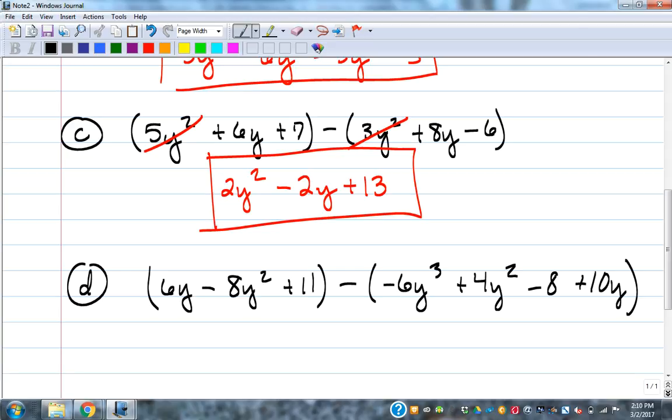Because here we've got two polynomials. We want to write our answer in descending order. So which piece do we start with? Y cubed. Even though it's not in the first polynomial, it's in the second one. So we have, like Trevor said, nothing y cubed minus negative 6y cubed. So what's that turn into? Positive 6y cubed.